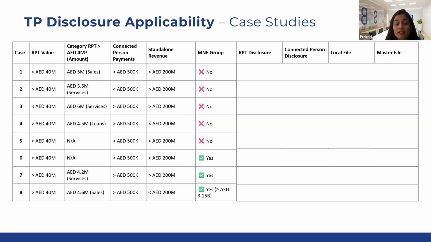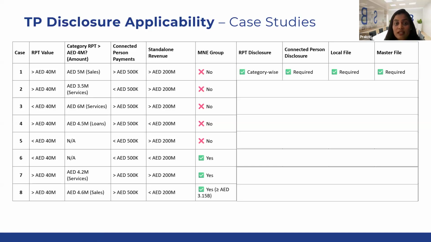So now in this case, the catch is whether the local file or master file will be required to be prepared by the taxable person. The answer will be yes. And the answer is yes because the law says that either the standalone revenue exceeds the threshold or it is part of a multinational group. So even if any one of those conditions is met, because it is either or, the requirement for the local file and master file will be there.